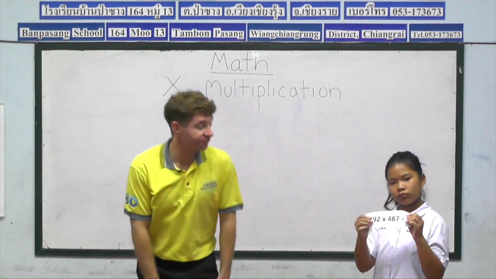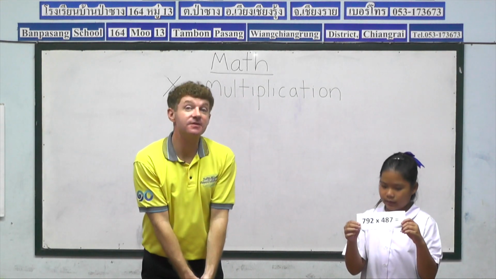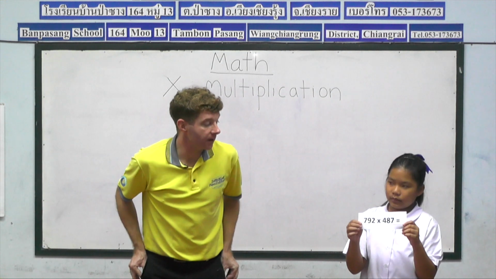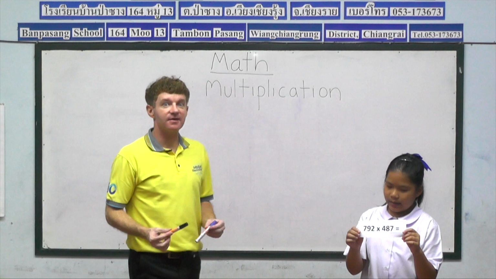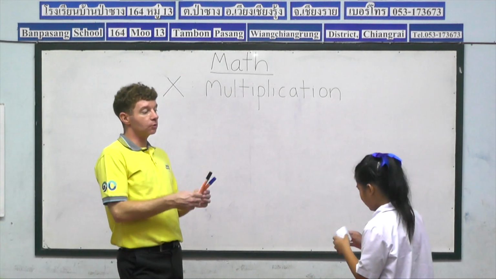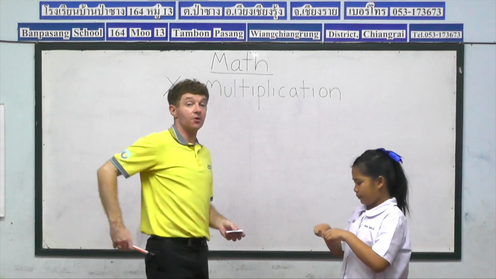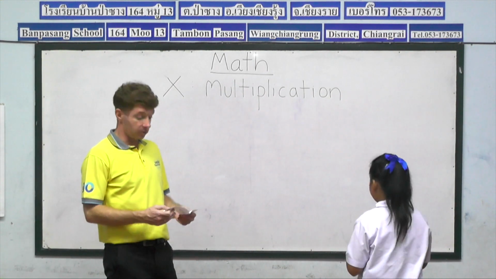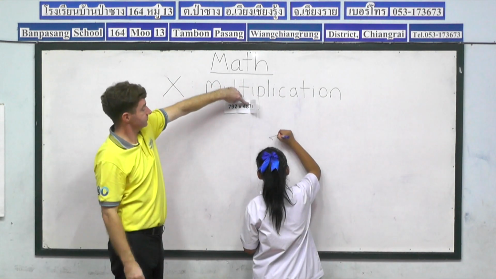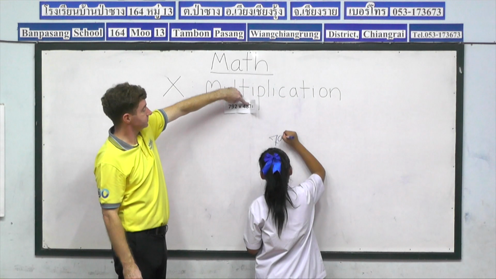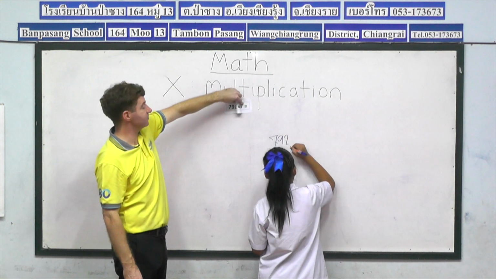So guys, we have 792 multiplied by 487. So Lakau, what color would you like, blue or black? Blue for Lakau. And first thing to do, organize. Let's write our multiplication problem on the board. 792 times 487.